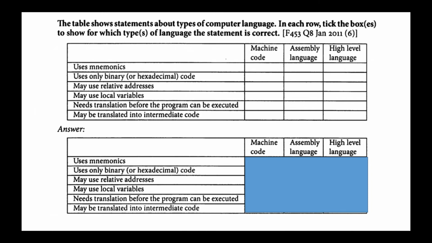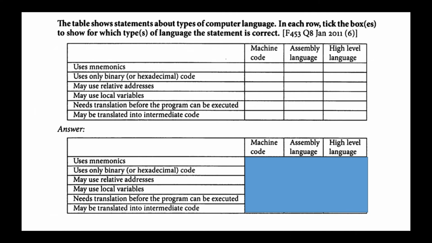This table shows statements about the types of computer language. In each row, tick the boxes to show for which type of language the statement is correct. This was in my 3 L's and an A video, at the end during assembly language. So, fill this in. Now the answers, I'm just going to reveal them straight away.